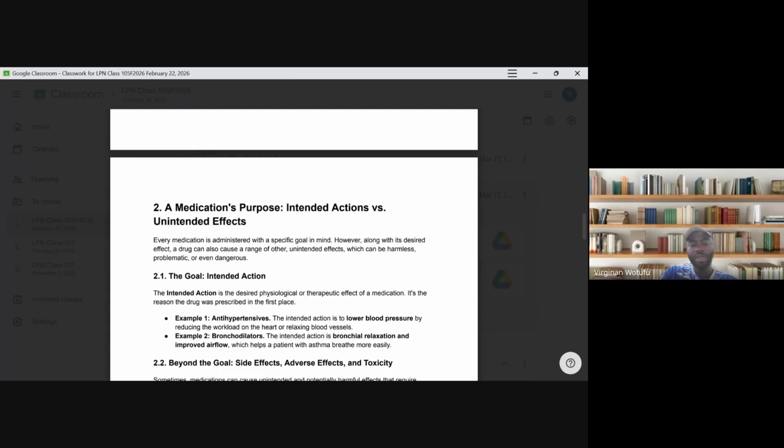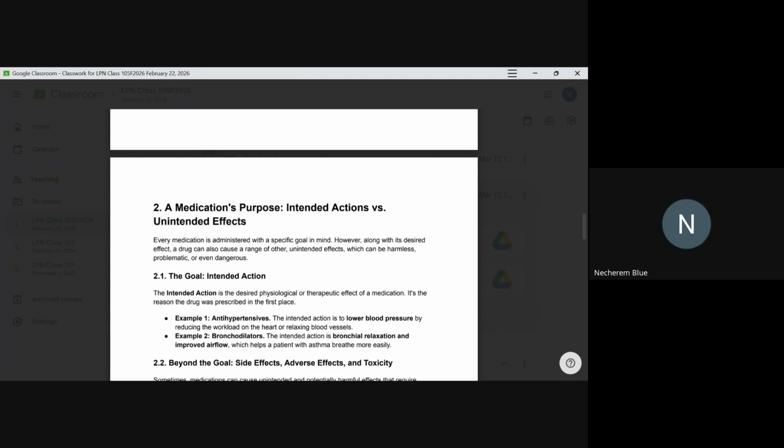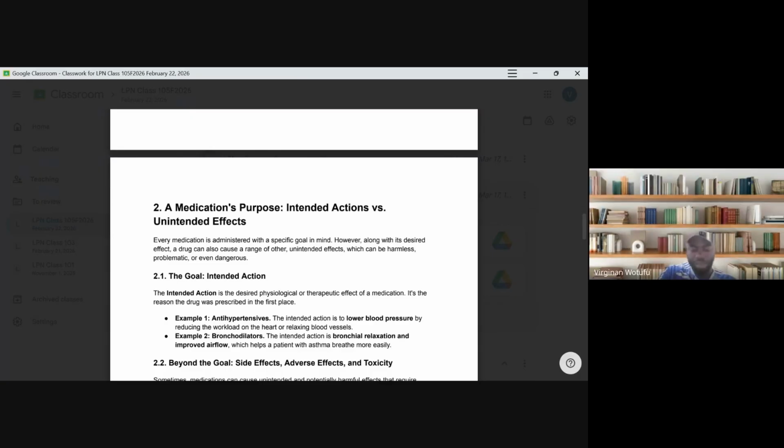The side effects of ACE inhibitors. The side effects of captopril are a dry persistent cough, dizziness, low blood pressure or weakness. Yeah, like you said, exactly. Dizziness, cough, those are side effects, right? They are expected to occur when you administer the medication.